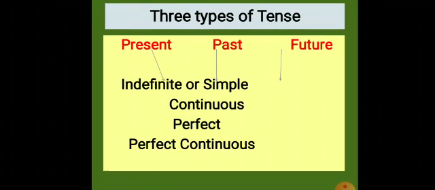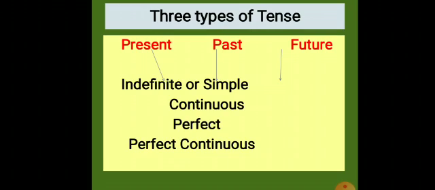Now, there are three types of tenses: present tense, past tense, and future tense. Further, each has four types, and these types are indefinite or simple, continuous, perfect, and perfect continuous. It means present indefinite, which is also called simple present, present continuous, present perfect, and present perfect continuous.